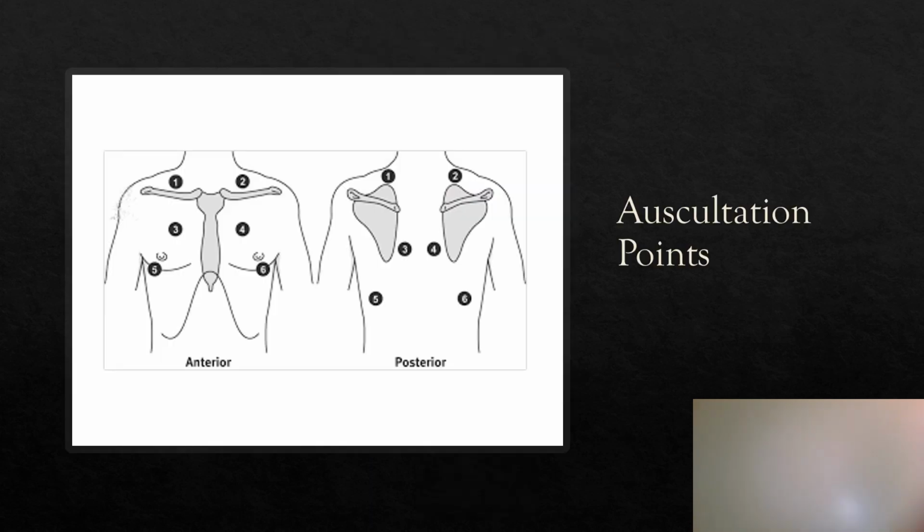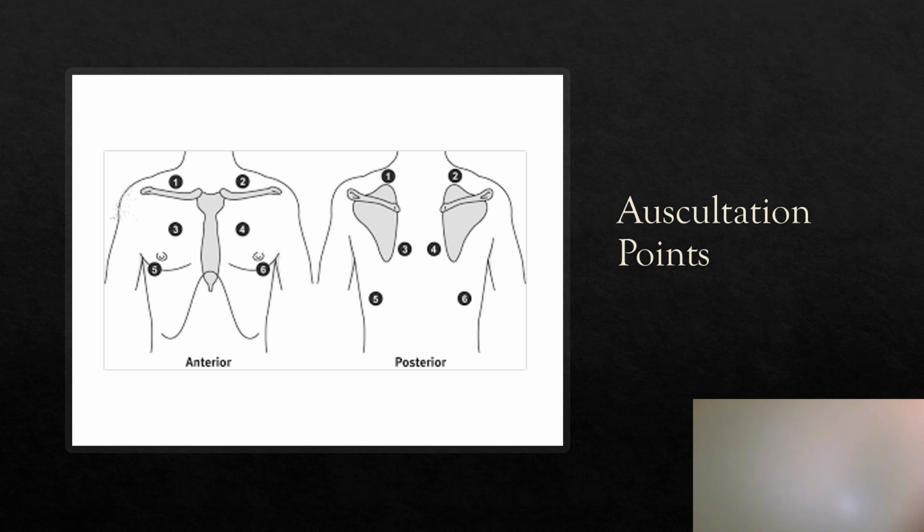So when we are actually doing our auscultation, we're going to go 6 points, 6 points on the front and 6 points on the back. And this is going to cover all of the different lobes of the lungs and the different areas of these lobes. So always go at least 6, front and back.